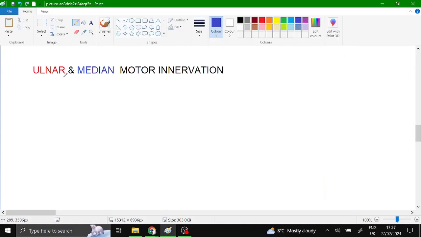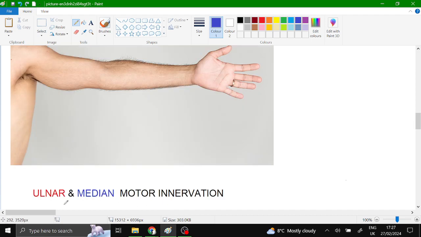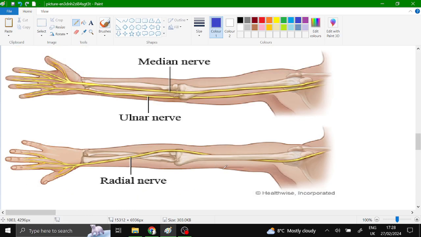Today's topic is about the ulnar and median nerve, specifically the motor innervations. I think it's better to study these two big nerves together and make a comparison. Unlike the radial nerve, which runs on the dorsal surface of the forearm and the hand, both the median and ulnar nerves run on the anterior or volar surface of the arm, forearm and the hand.